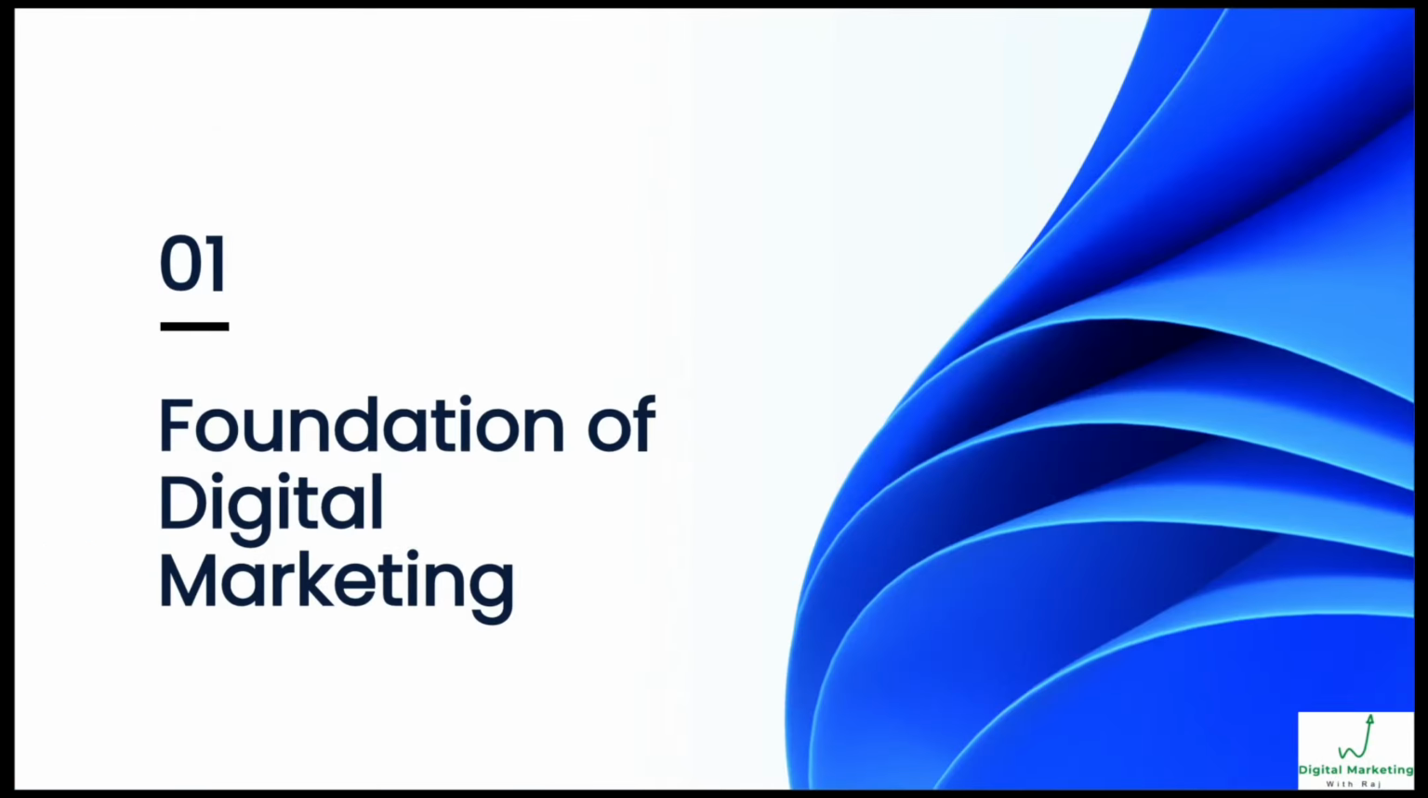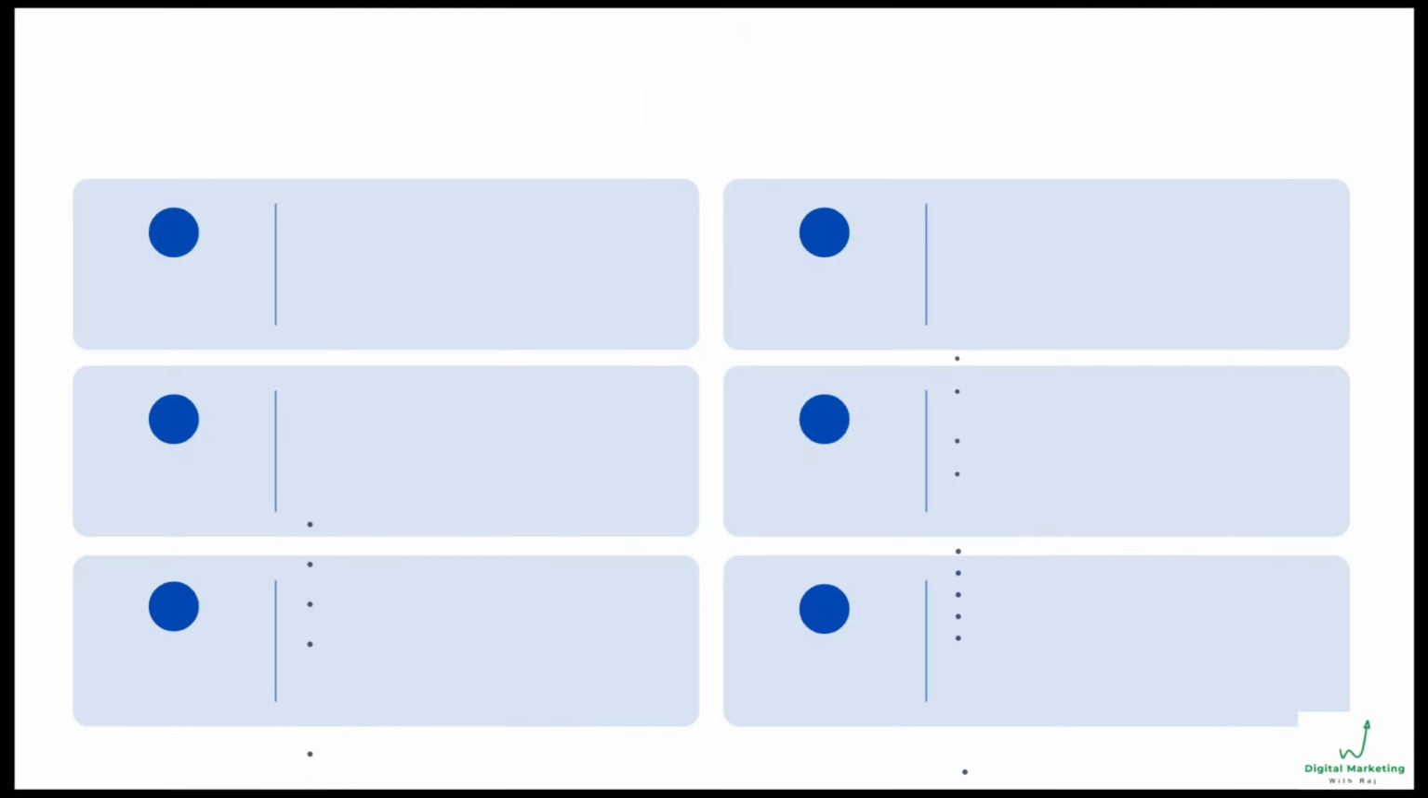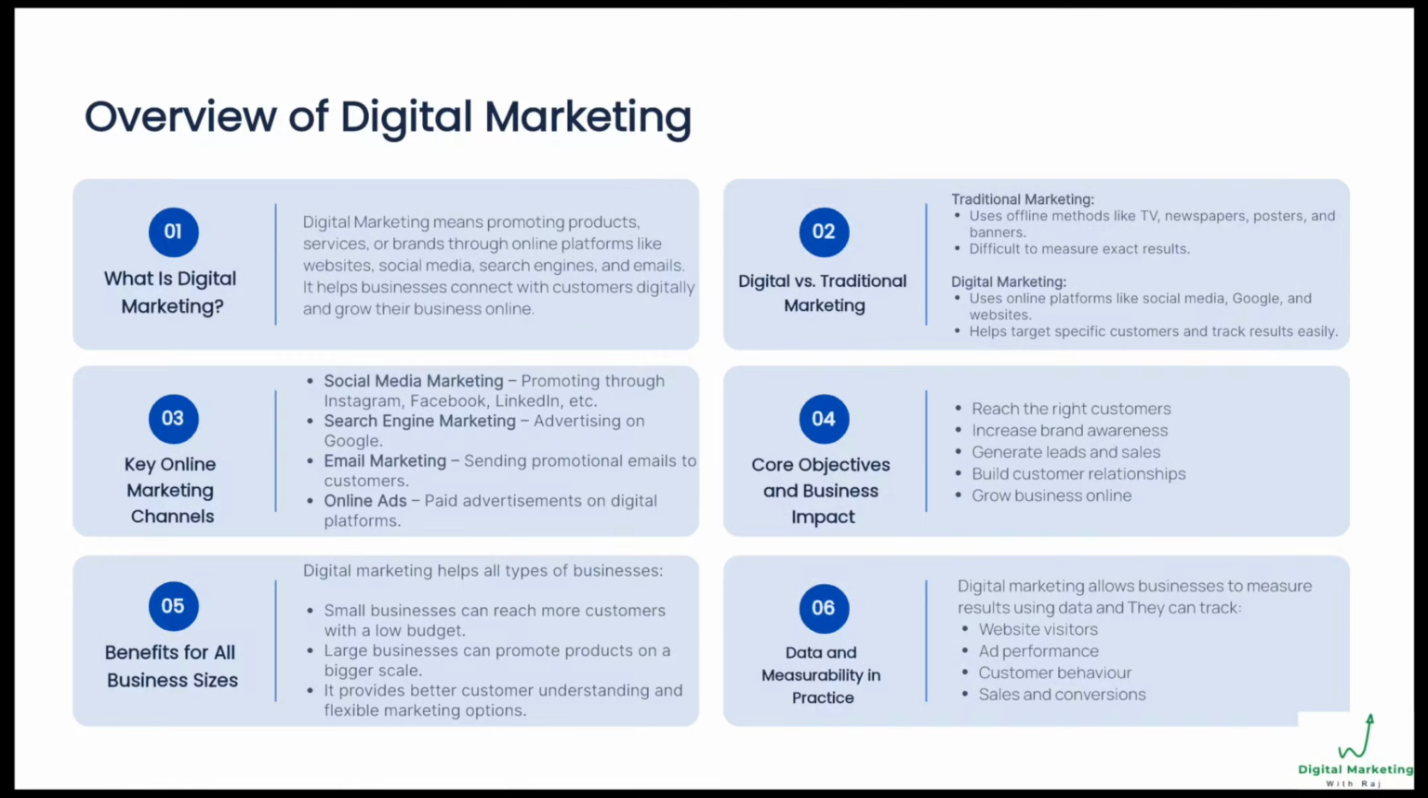Section 1, Foundation of Digital Marketing. Now let's understand the overview of digital marketing. Digital marketing means promoting products, services, or branding through online platforms like websites, social media, search engines, and emails. Compared to traditional marketing, digital marketing provides more advantages because businesses can target specific customers and easily measure their results.